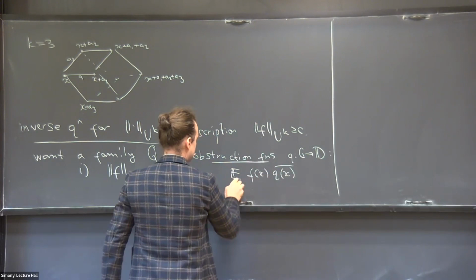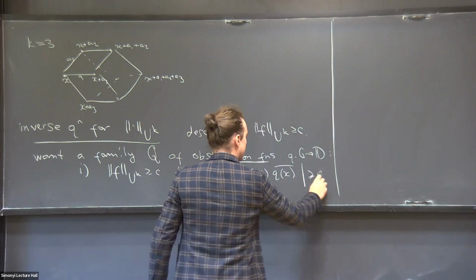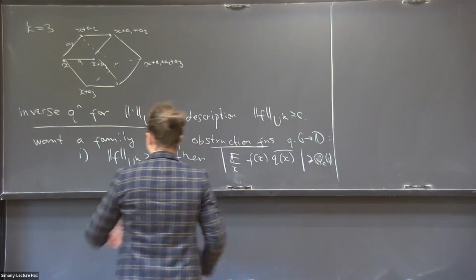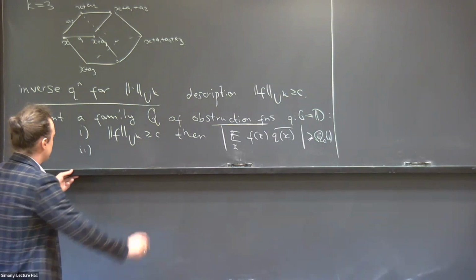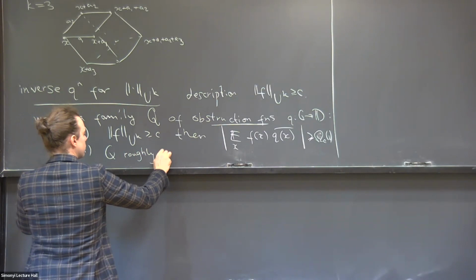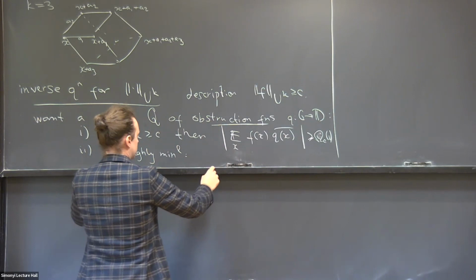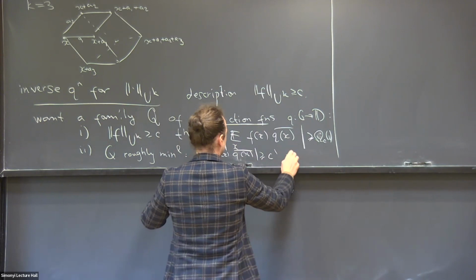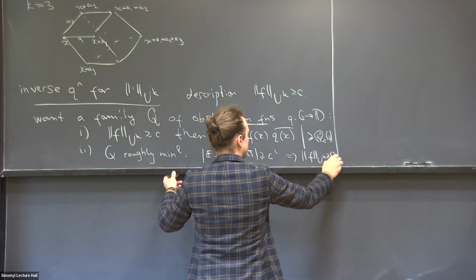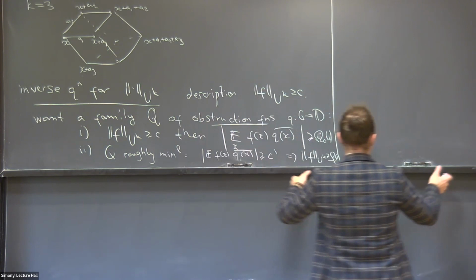So we are looking at global abstractions. And the second requirement, not to make things silly, would be that this family Q is roughly minimal. So we don't want to put all possible functions here, right? So Q needs to be roughly minimal in the sense that we have the opposite direction of implication. So if, for example, f correlates with some abstraction function, let's have C prime here, then actually f necessarily has large uniformity norm, depending on the parameter. So these abstractions depend on k, but I haven't specified it.